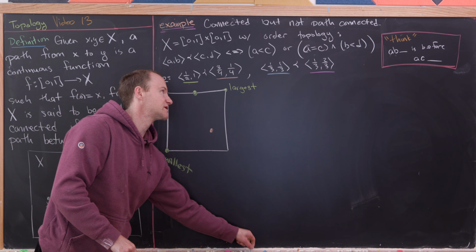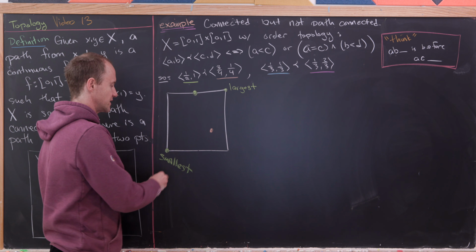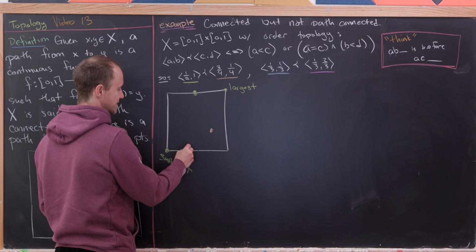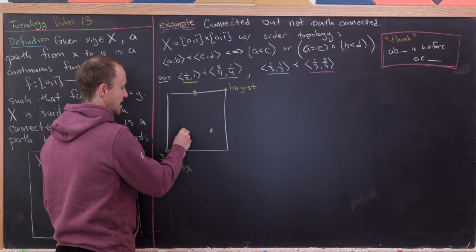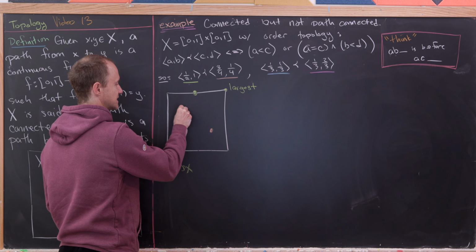Okay, so let's look at this other one. (1/3, 0) is before (1/3, 2/3). Now, this is maybe a little bit easier to see. So (1/3, 0) is perhaps right here, and then (1/3, 2/3) is like right here.